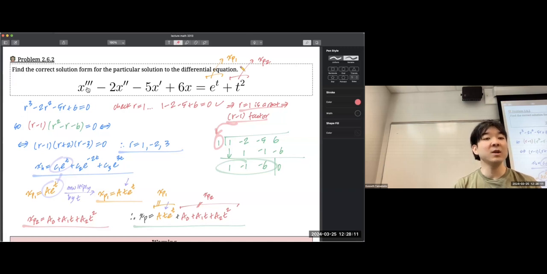You build a characteristic equation which follows the same pattern we saw before, where triple prime becomes r cubed. The rest of it's still the same. And then because you have a third order, third degree polynomial, it's a harder problem to find the roots.